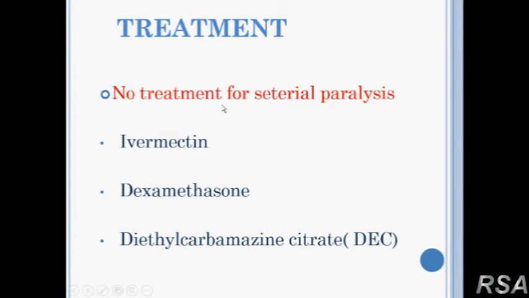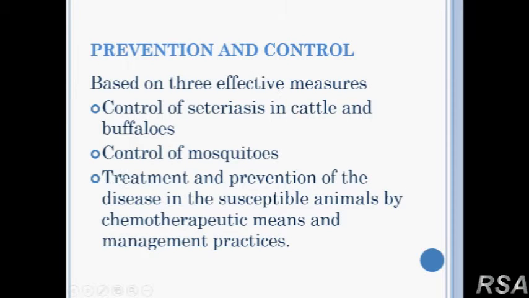Treatments. No treatment for cerebral paralysis. Before that, ivermectin, dexamethasone, diethylcarbamazine citrate, DEC. Prevention and control. Based on effective measures: control of cerebrospinal nematodiasis in cattle and buffaloes, control of mosquitoes, treatment and prevention of the disease in the susceptible animal by chemotherapy and management practices.